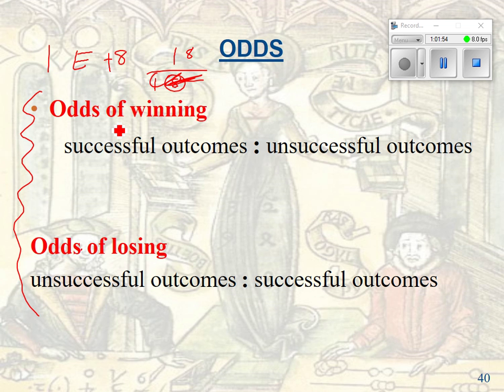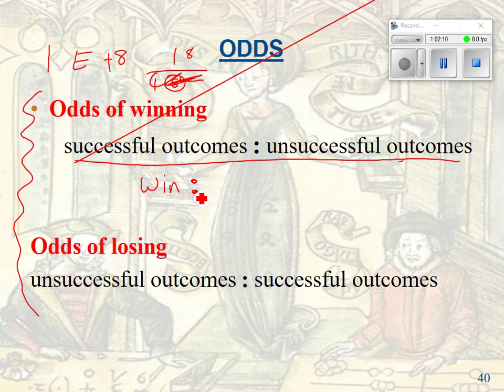Alright, so the odds. When you do odds of winning, it's written this way. You gotta make sure you know this because odds is a little different. You got successes compared to unsuccessful. I usually write this: win, how many times you're gonna win, compared to how many times you're gonna lose. If you're watching horse racing and they say the odds of a horse winning is 2 to 5, what's that telling you? They're going to win 2 times, lose 5 times.